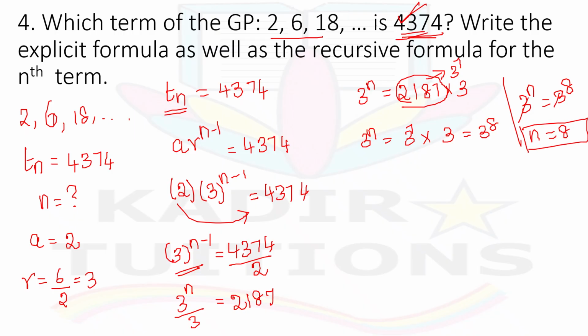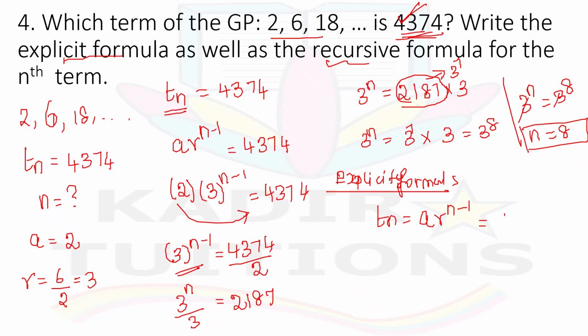So this 4374 belongs to which term? 8th term of the given GP. And still we need to find the explicit formula as well as the recursive formula. First we will find the explicit formula. The explicit formula is just the Tn value, so no problem in that. So Tn equal to a r to the power n minus 1, right? You know the value of a, which is 2, and the value of r, which is 3. So the explicit formula is Tn equal to 2 into 3 to the power n minus 1.